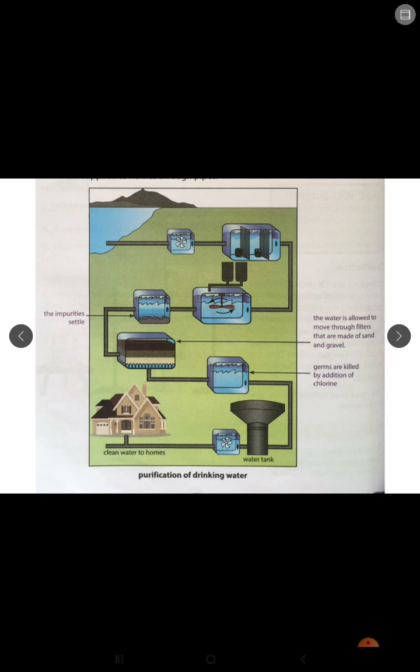You can see this picture, water is collected here. Through different processes it goes. You can see here the sedimentation process is going on. The impurities settle down here. Then here water is allowed to move through filters that are made of sand and gravel. After that germs are killed by adding chlorine here. After that this water is collected in the water tanks and then transferred to the homes of citizens. So this is the process of purification of drinking water.